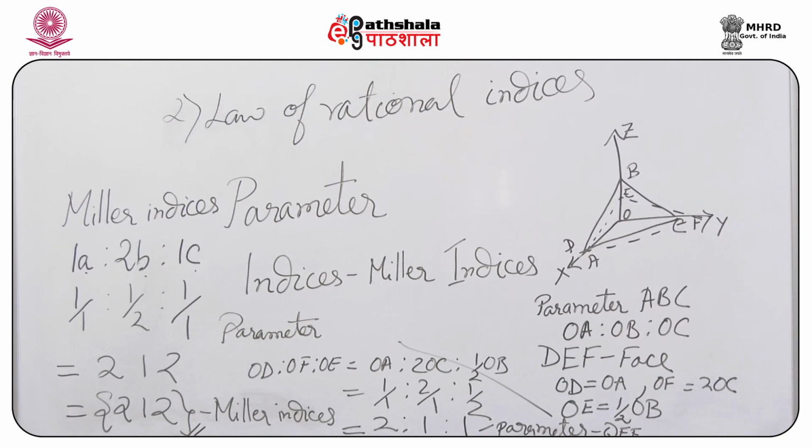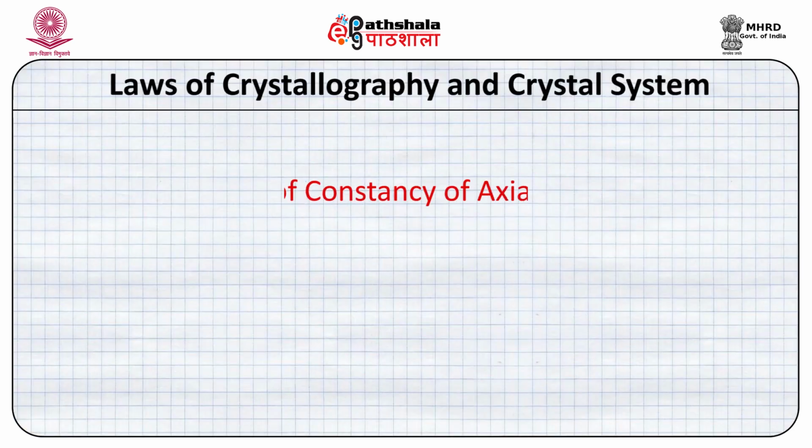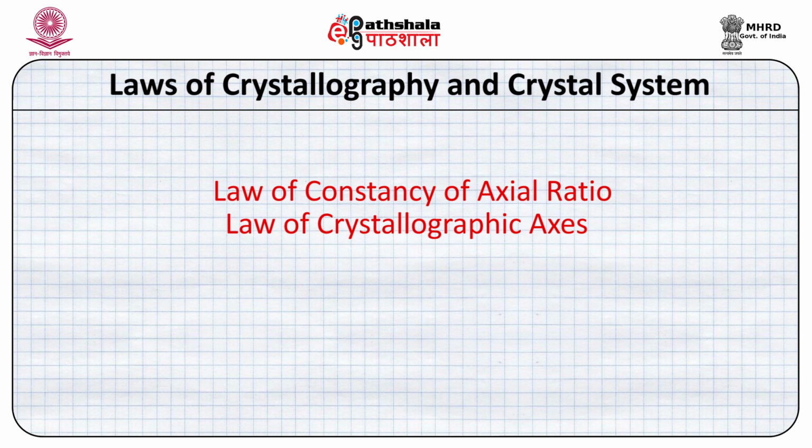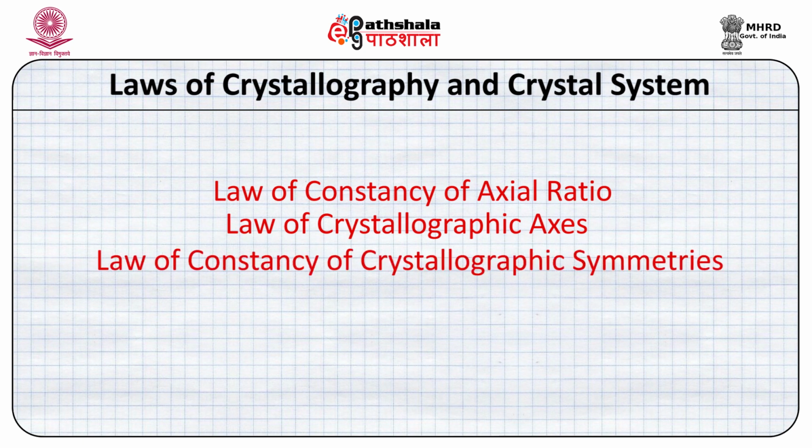And this is what is the law of rational indices. Apart from these two laws, we have three more laws of crystallography. One is the law of constancy of axial ratio, the law of crystallographic axis, and the law of constancy of crystallographic symmetries. These three laws basically say, the law of axial ratio says that for a given mineral, the axial ratios of the different crystal forms acquired by that mineral will always remain constant.